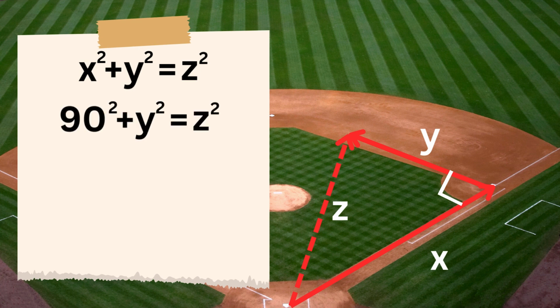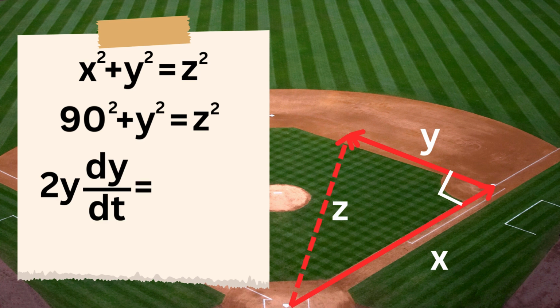So to get my rates involved, what I'm going to do is take the derivative implicitly. So the derivative of 90 squared is a constant, so that's 0. The derivative of y squared with respect to t would be 2y dy/dt, is equal to the derivative of z squared with respect to t, which would be 2z dz/dt.